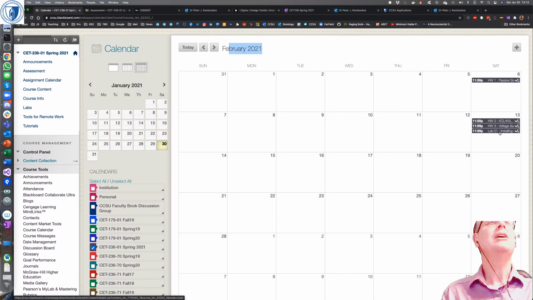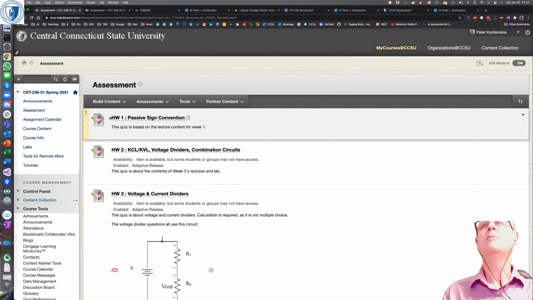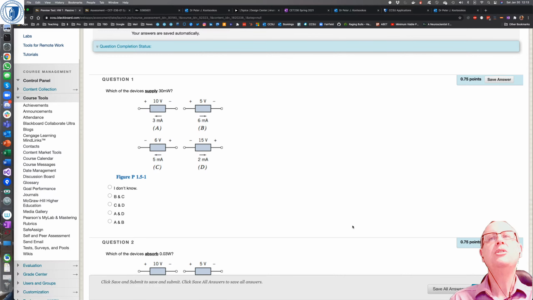Now, for the homework due next week, let's have a look at it. It's this quiz called the passive sign convention, right? And this is the first question. For some of these questions, you will get individual numerical values different for every student, but for this particular one, the answers are all the same.